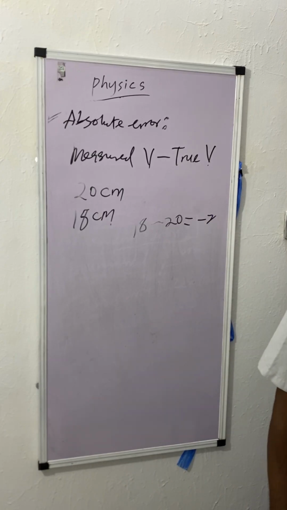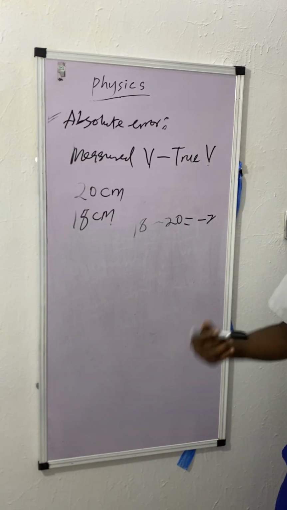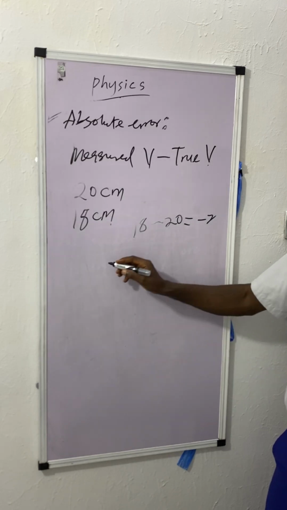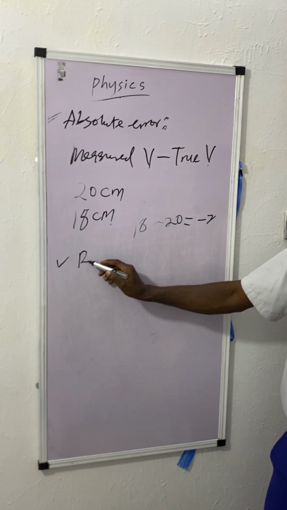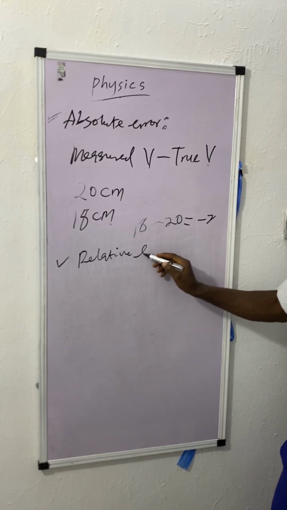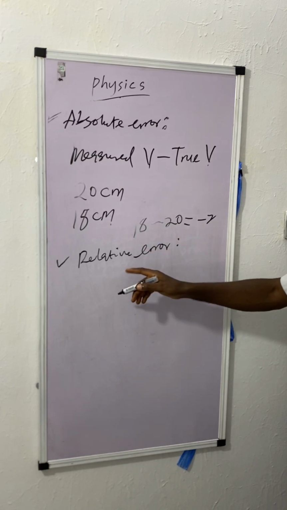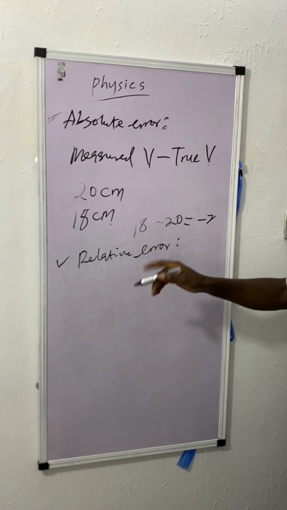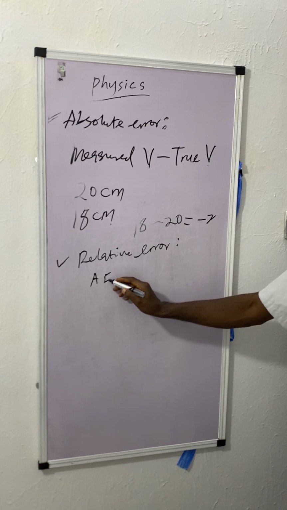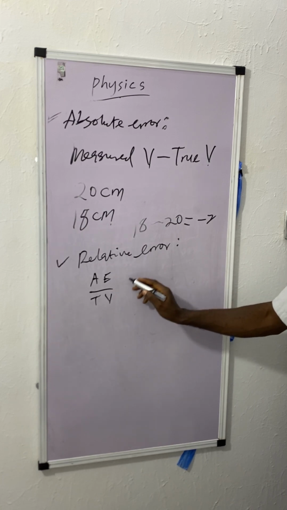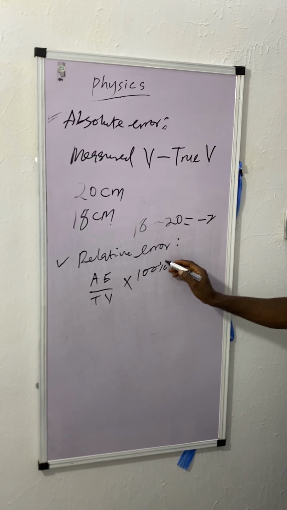Now let's look at the second type of error after measurement, which is relative error. Relative error is where you relate everything, you now do percentage. How do we find relative error? Normally we use absolute error over true value times 100 over 1. Absolute error over true value times 100%. You can either decide to put over 1 or leave it out.